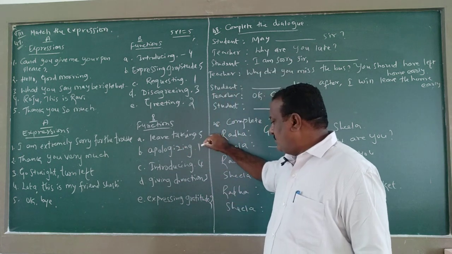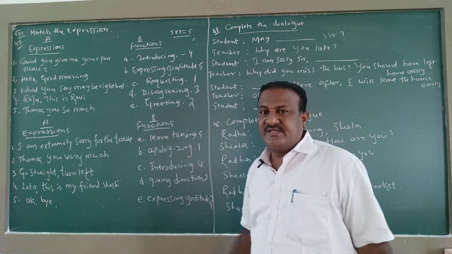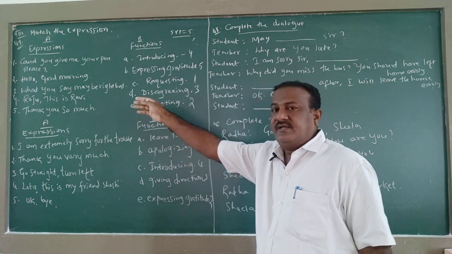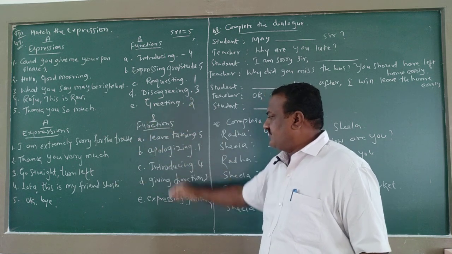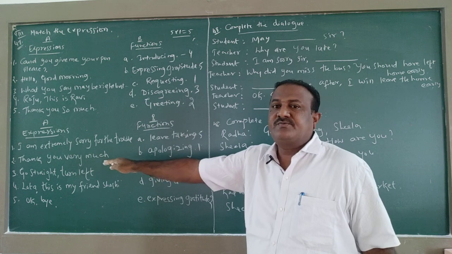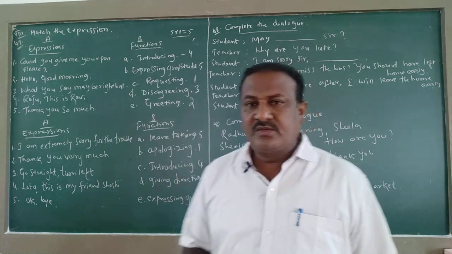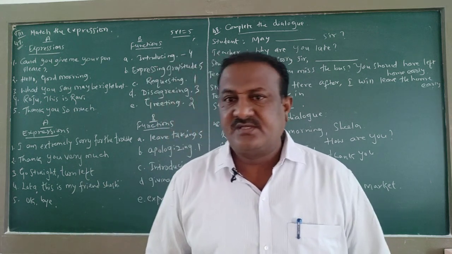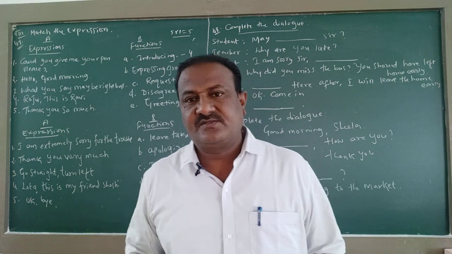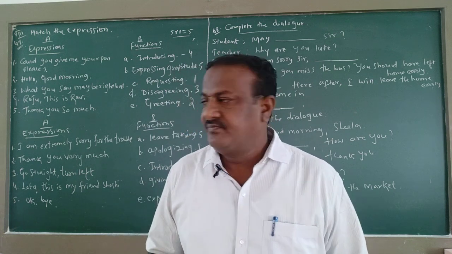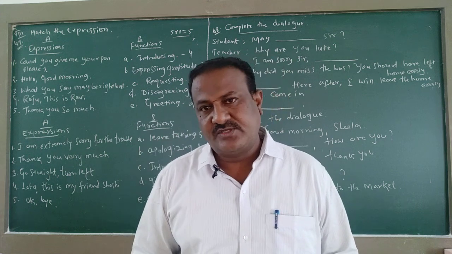So, here 1, 2, 3, 4, 5. You have to match the expressions. In column A, expressions will be given. In B, functions will be given. We have to read the expressions and match them. So, easy to do this question, and you will get 5 marks. So, be aware of that. So, question number 47 in your question paper.